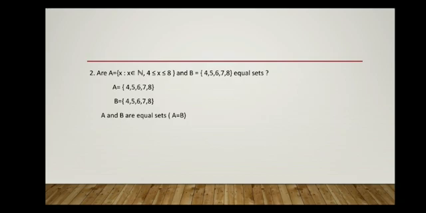Then we saw what are equal sets. If two sets have exactly the same elements, then those two sets are called equal sets. That means they should have the same cardinal number and exactly the same elements. So two sets A and B are said to be equal if they have exactly the same elements. In other words, if every element of A is also an element of B and every element of B is also an element of A, which means the same. If A and B are having exactly the same elements, then those two sets are called equal sets.